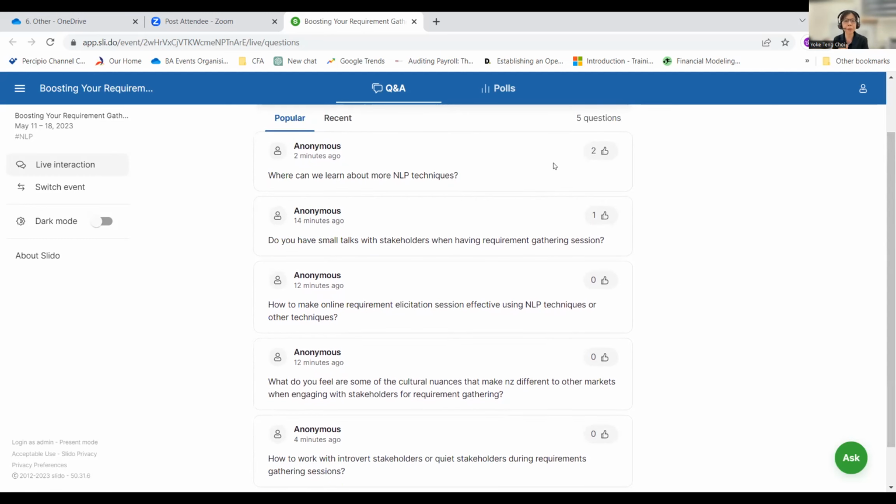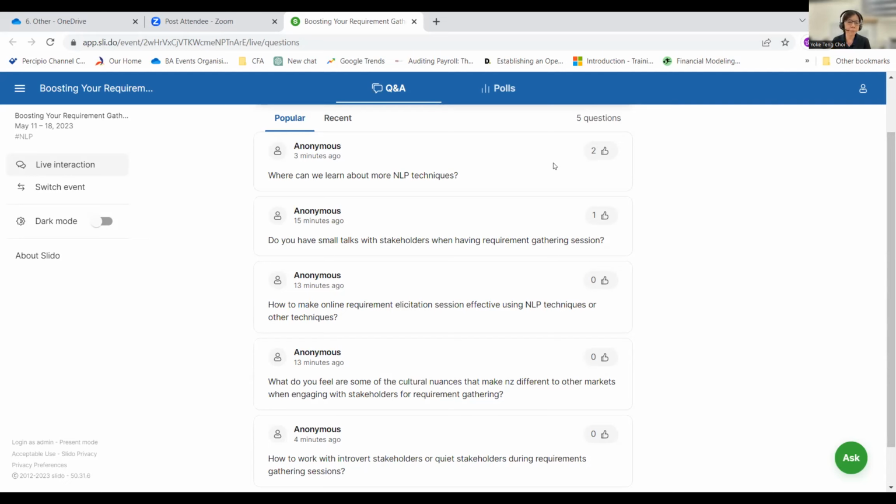Okay, the introvert stakeholders, it's a very challenging matter. I did come across this kind of stakeholder before. You need to build a relationship, build rapport with them. When I say build a relationship, build rapport with them, meaning if this introvert stakeholder of yours is one of your key stakeholders, then I would encourage you to spend a bit more time, get to know her.